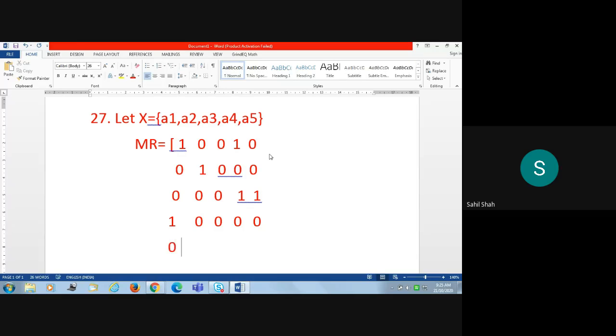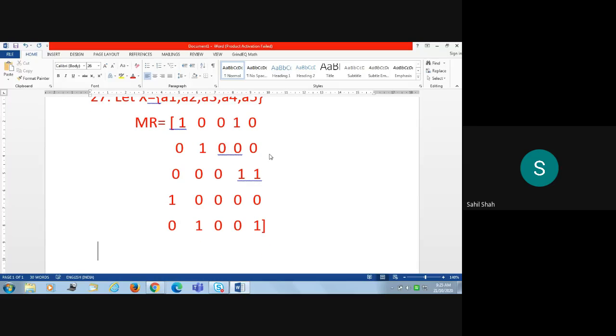So next will be 0, 1, 0, 0, 1. But if the question is to find R star using Warshall's algorithm, there are two methods that we have seen. You can either use the union method or you can go for this Warshall's algorithm. Let me know how many pairs are present in your R closure. Be quick. In today's session we will be performing this task.